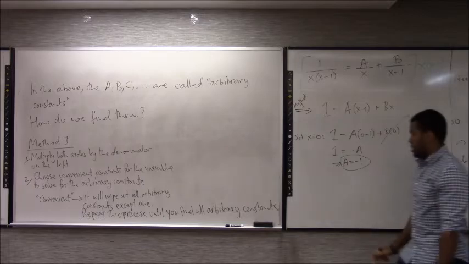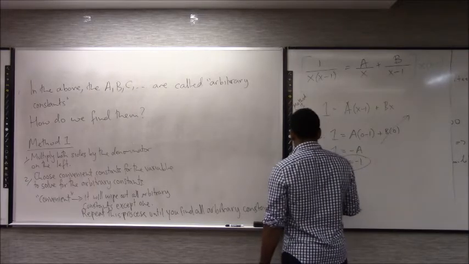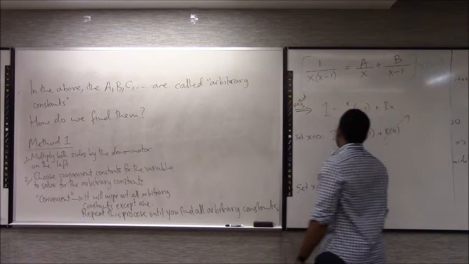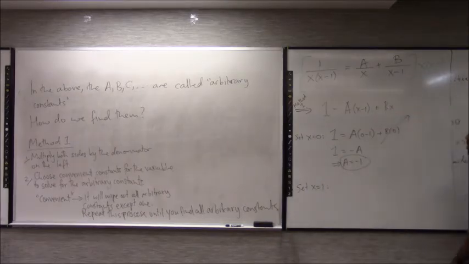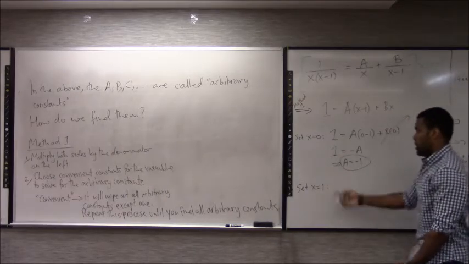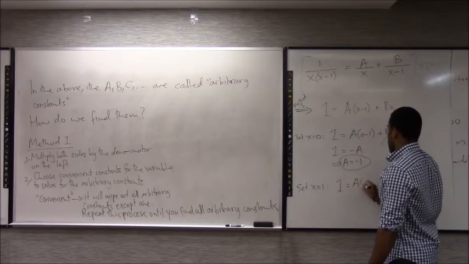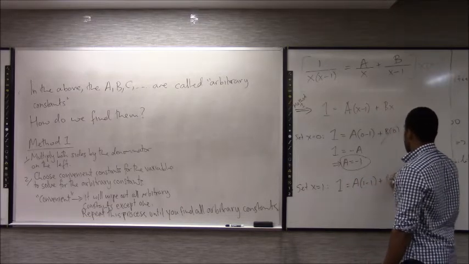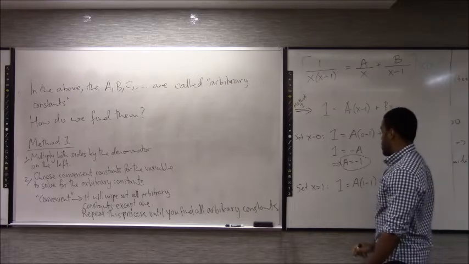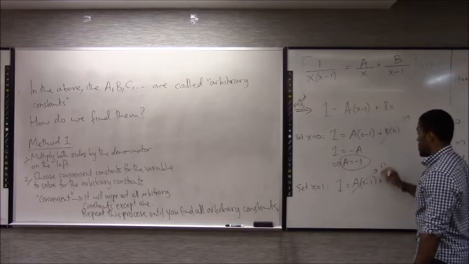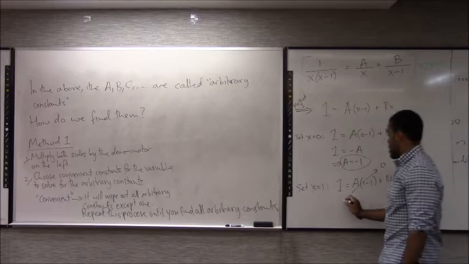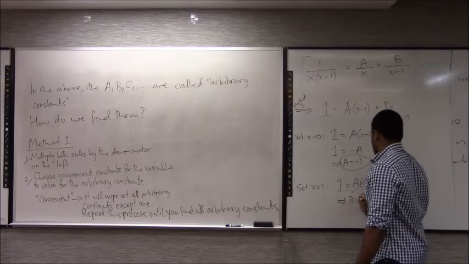I can then repeat this process by choosing another convenient number. Let's say x equals 1. Because this equation must always be true for every x, it will in particular be true at 1, so that would look like a times 1 minus 1 plus b times 1. And so that, of course, is a times 0, so that goes off to 0. And then I end up with b equals 1.